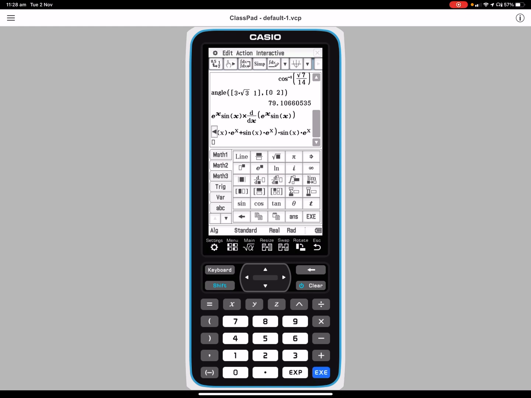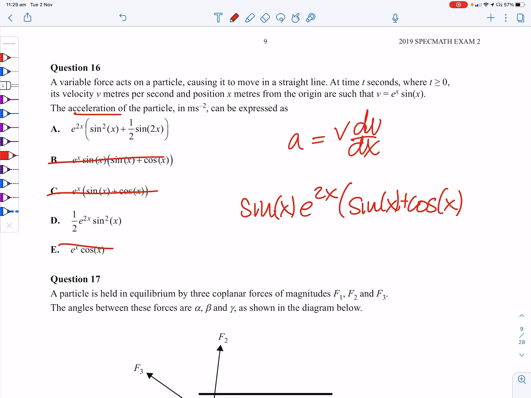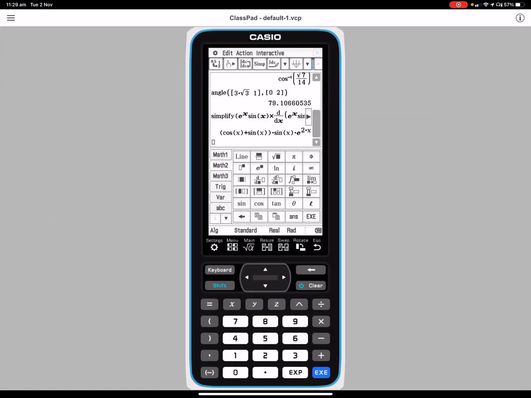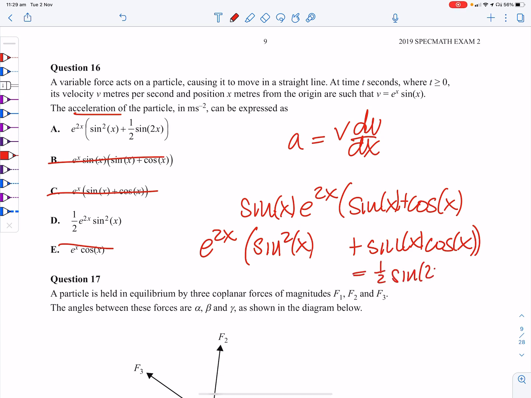Okay, that's a bit ugly, simplify. Sine x e to the 2x, sine x plus cos x. Okay, so it's none of those, it's one of these two. Is that right? Did I copy it down? Yeah. If we expand it in, we get sine squared x e to the 2x plus, well, we can just bring the sine in, e to the 2x sine squared x. Then we're going to get sine x cos x, which we know is a half sine 2x.